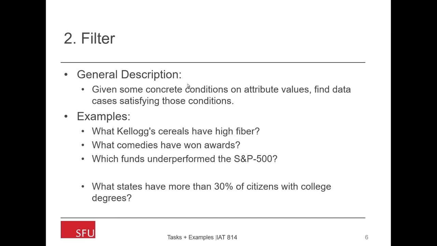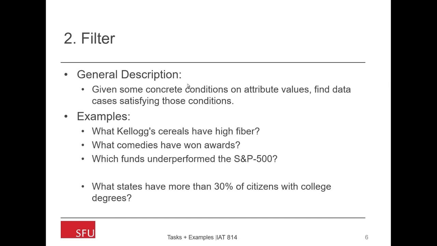Whereas the retrieve value task was about finding a data case's individual value for some variable, filter is about identifying a set of data cases that meet some criteria. For example, one example is what Kellogg's cereals have high fiber. So there's a double query going on there. We're selecting Kellogg's cereals, and then within that, we're selecting those which have high fiber instead of low or medium.